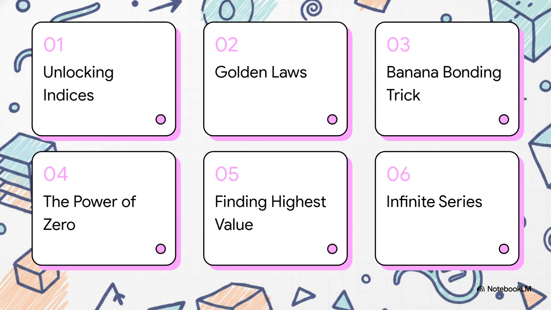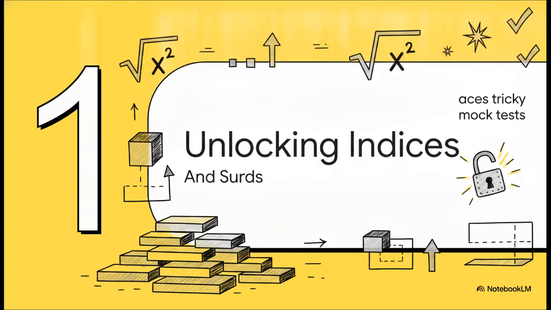So here is our game plan for today. We're going to build your Math Magician's Toolkit step by step. We'll start by unlocking indices and surds, then move on to the golden laws of exponents, a super fun shortcut called the banana bonding trick, the absolute power of zero, finding the highest value, and finally, we'll wrap up by solving infinite series. All right, let's jump straight into part 1, unlocking indices and surds.